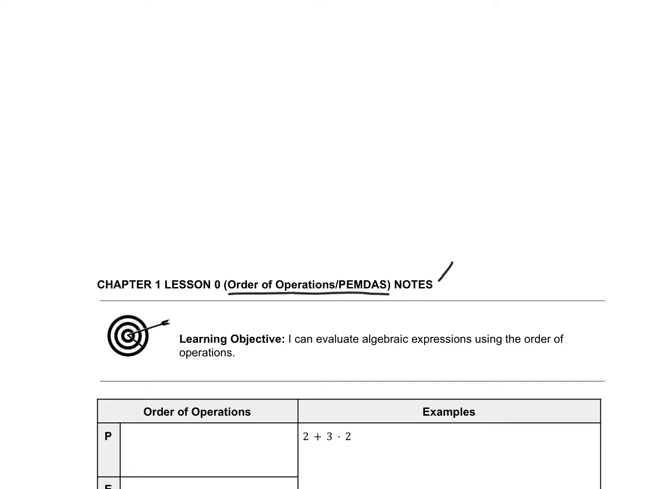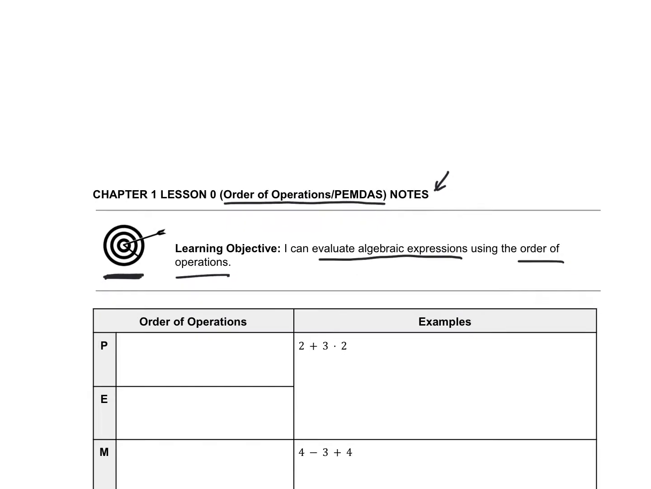You have a notes template that you should be following along with. If you don't have it, you can use paper. But you should take notes because it's good to hear, see, write, and do when you're learning. You have your learning objective, your learning target here. The goal is that you can evaluate algebraic expressions, a lot of vocab there, using order of operations. So we'll break that down a little bit, but just a quick little preview. Remember that you can pause whenever you feel necessary, and I'll cue you a little bit.